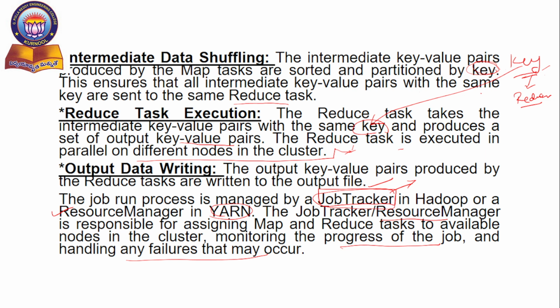So as we know, we have two types of job run process here. One is the job tracker and the second one is the resource manager. Both are responsible for assigning the map and reduce tasks and monitoring the progress of the job, and if any failure occurs, they have to handle the failures. That is, assigning the job to another mapper or reducer, based on which has failed in the system.